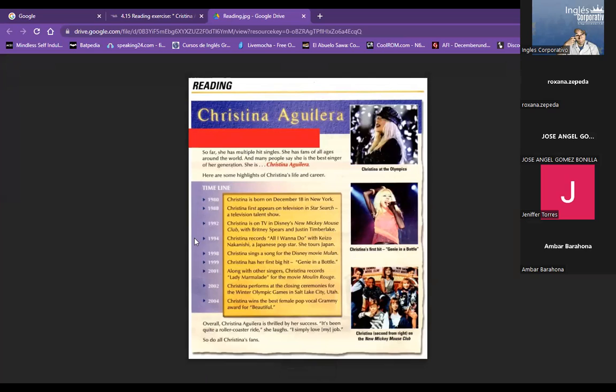Yes, teacher. Christina Aguilera. So far, she has multiple hit singles. She has fans of all ages around the world. And many people say she is the best singer of her generation. She is Christina Aguilera. Here are some highlights of Christina's life and career timeline.